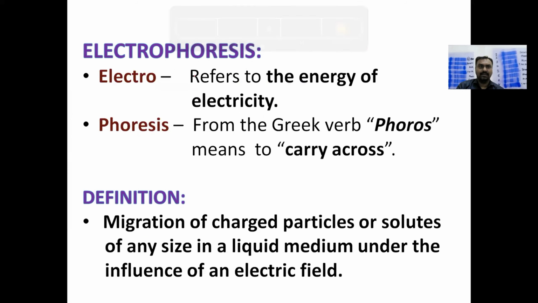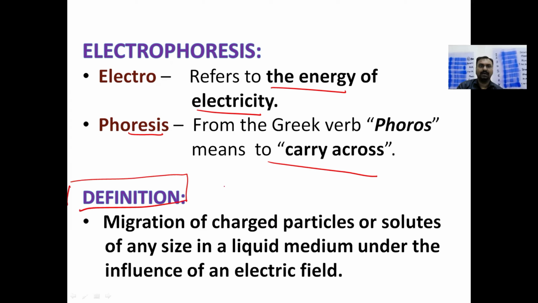So in electrophoresis, electro means energy of electricity, while phoresis means to carry across. By definition, it is a migration of charged particles or solutes of any size in a liquid medium under the influence of an electric field. It is a very important definition you should remember. It is asked in the viva, and also as a 1-mark question: what is the definition of electrophoresis?